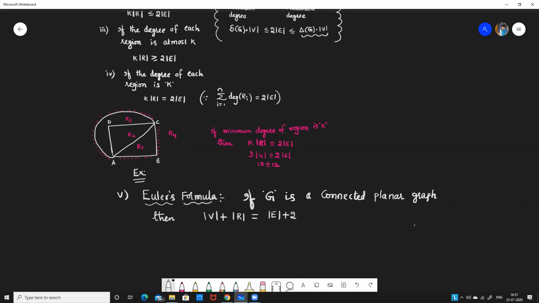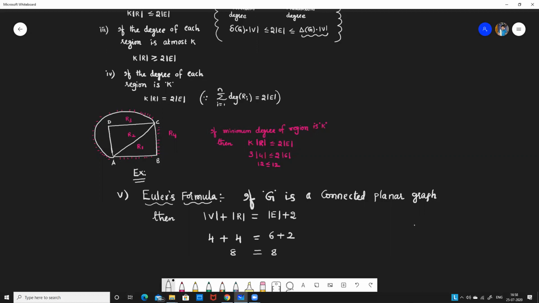How many vertices are there in this example? We have 4 vertices. Therefore, number of vertices is 4. How many regions we have? 4 regions. Number of regions is also 4. Number of edges, how many? 6 edges plus 2. Therefore 8 is equal to 8, which is satisfied. This is called Euler's formula. Okay, you have to remember this Euler's formula.